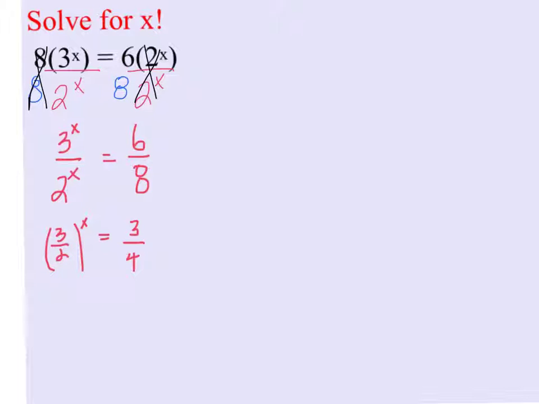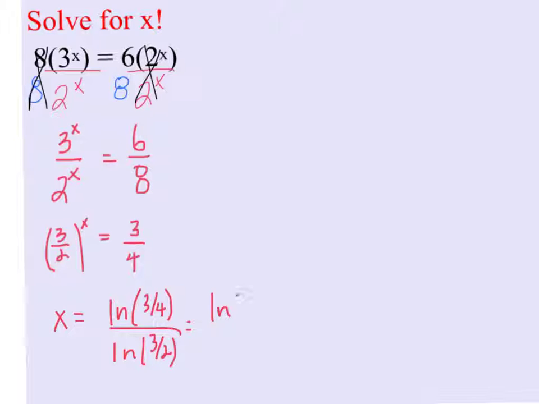And now it looks just like any other exponential equation where you've got a number to the x equals a number. So x will be equal to the natural log, or log, of 3/4 divided by the natural log of 3/2. And that's it. You could also, of course, expand it out, have the natural log of 3 minus the natural log of 4 divided by the natural log of 3 minus the natural log of 2.